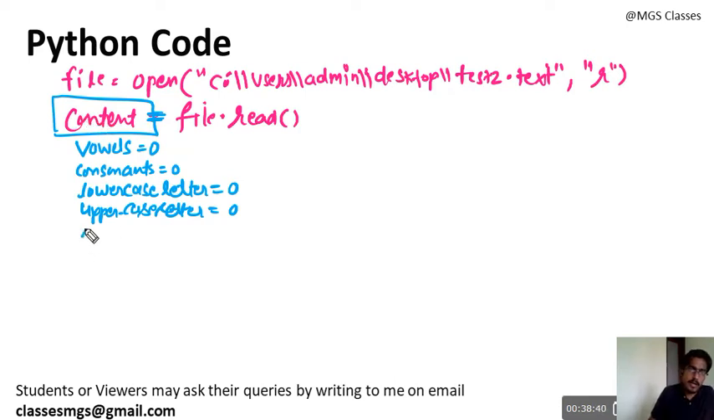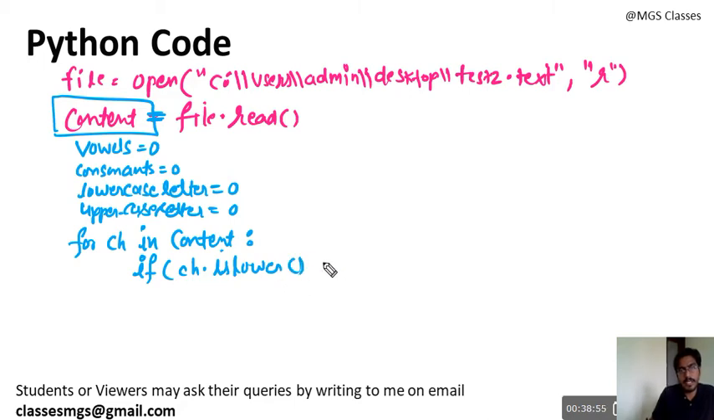Because the content is a string, we will write the for loop: for ch in content. Then you will check whether it is a lowercase or uppercase. So ch.islower checks whether it is lower. Then we will increment lowercase letters; plus equals to 1 is used to increment it.